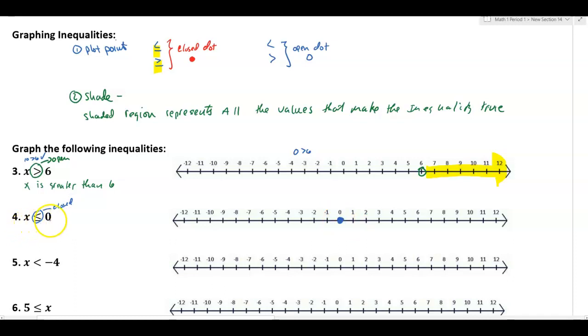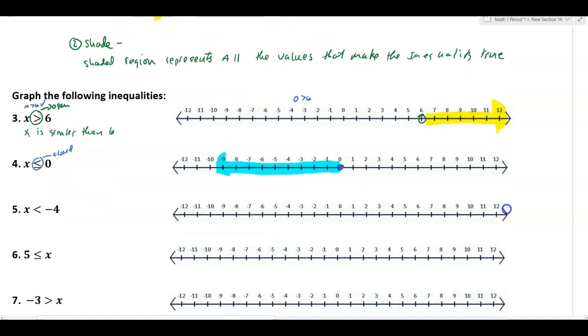Now, x is less than or equal to 0. Where are all the numbers less than or equal to 0? To the left. Okay.